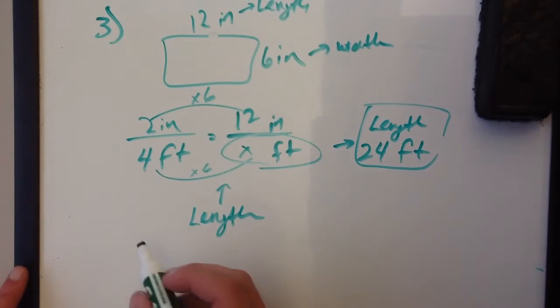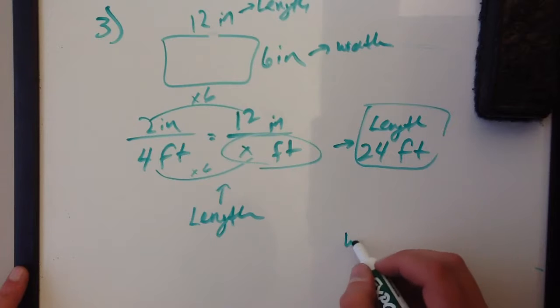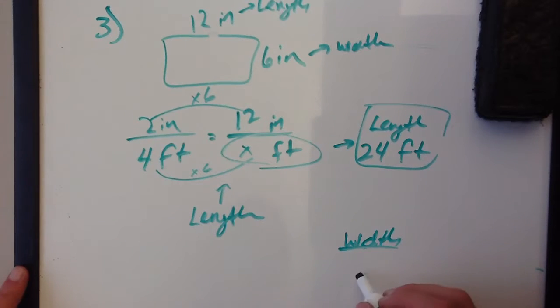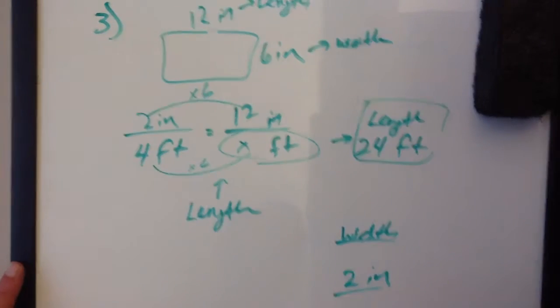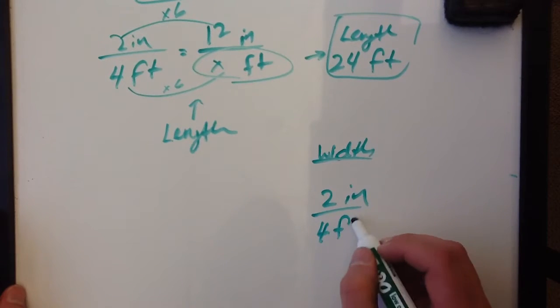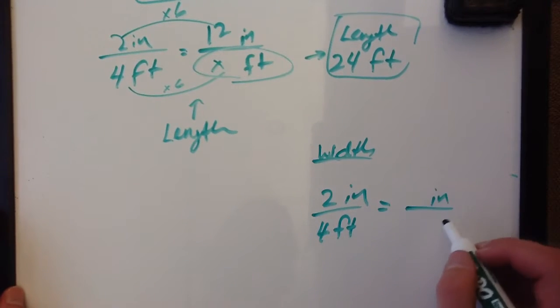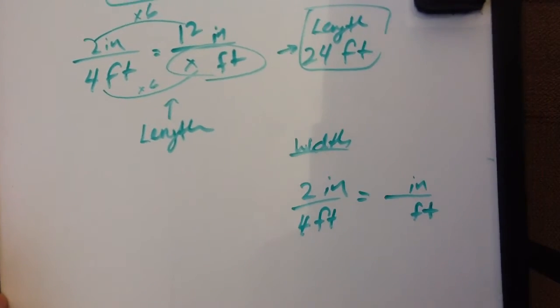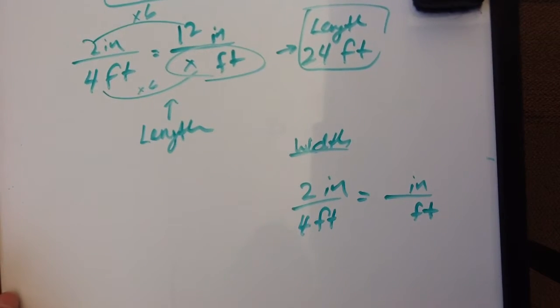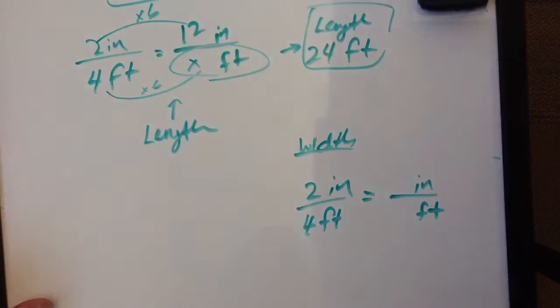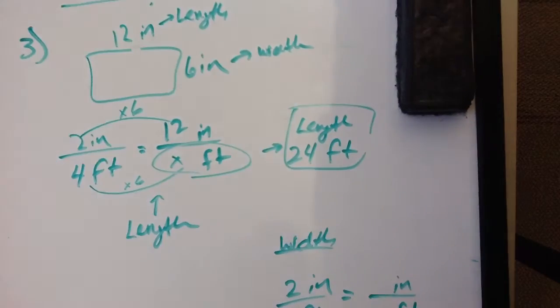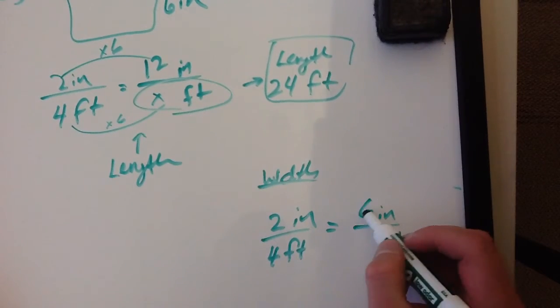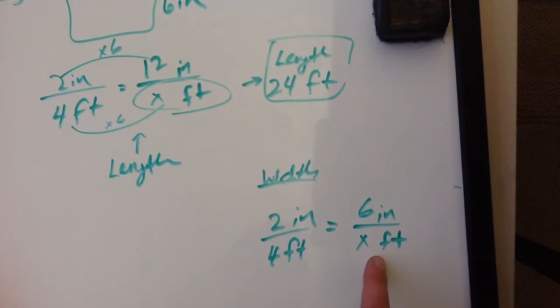Now, what about the width? Well, again, you use the scale factor. The scale factor is 2 inches to 4 feet. Set this ratio equal to another ratio of inches to feet so that you can solve for the unknown. What is your width? Well, your width is 6 inches.